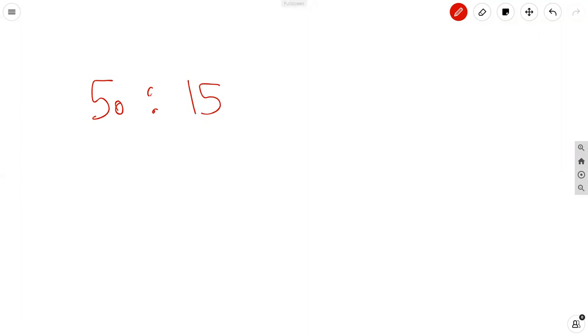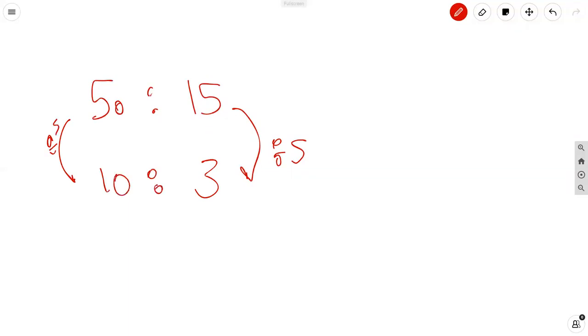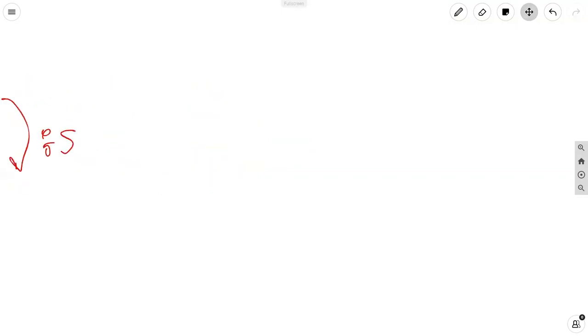So what can I divide both sides by? I can divide both sides by the number 5. Where 15 divided by 5, 3. 50 divided by 5, 10. So my ratio is 10 to 3. Does anyone get that so far? Okay. So I want you to now split the ratio 28 to 44 in its simplest form.